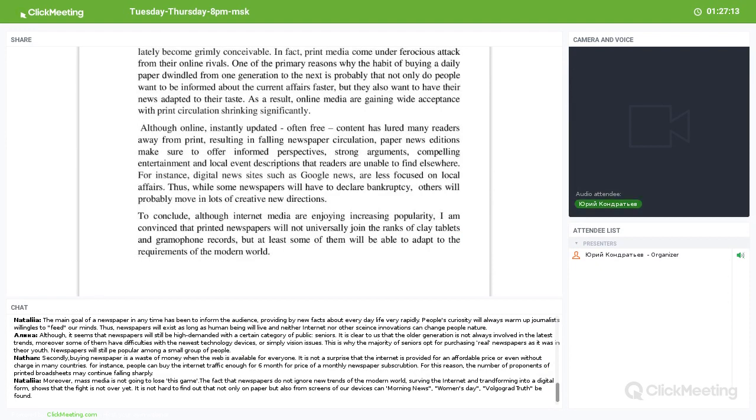Moreover, mass media is not going to lose this game. The fact that newspapers do not ignore new trends of the modern world, surfing the internet with F, surfing the internet and transforming into a digital form, shows that the fight is not over yet. Okay, very good. It is not hard to find out that not only on paper, but also from screens of our devices can morning news be found. Okay, right, this is fine, there seem to be no mistakes here.